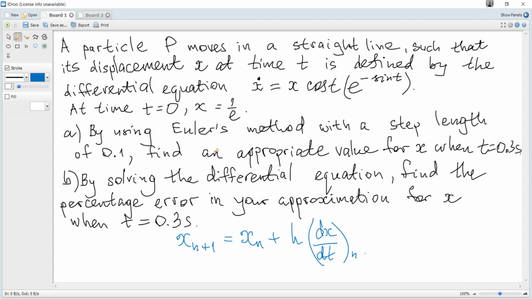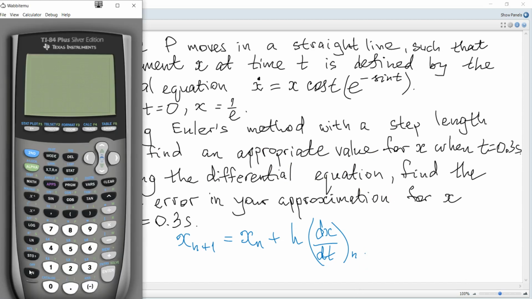And definitely we can calculate using Euler's method only with the calculator. So first of all, you should choose radians. There must be radians and sequence here, not function, sequence. Then we choose y and let u be x and v be time.